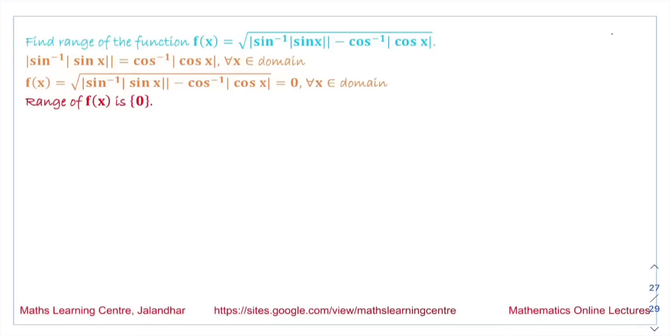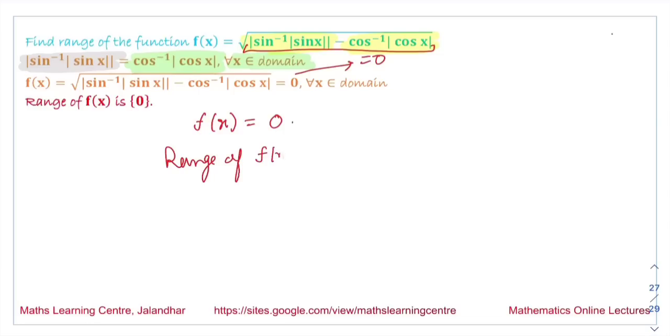Now the next question we have is to find the range of the function sin of mod of sin inverse of mod of sin x minus cos inverse of mod of cos x. Now we know that mod of sin inverse of sin x is equal to cos inverse of mod of cos x for all x belonging to the domain of this function. So the value of this term will be equal to 0. So we are saying basically the function f(x) is equal to 0. It is a constant function. So the range of f(x) will be equal to the singleton set {0}.